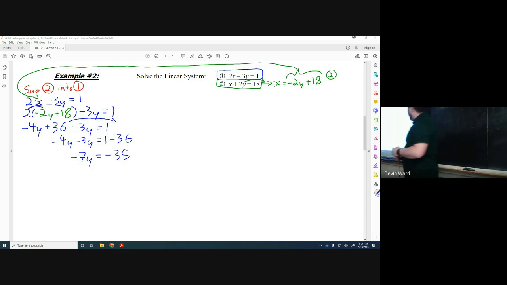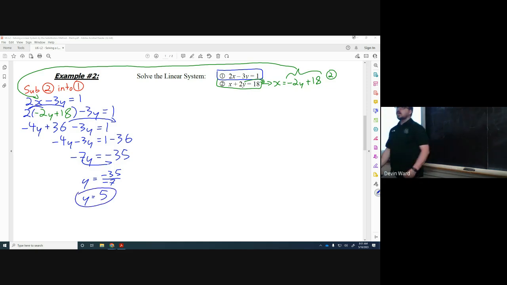Now I want to get y all by itself. How can I do that? Divide by -7. Okay, so if you like to divide by -7 on both sides, or just bring over the -7. So -35 divided by -7, which you can try on a calculator, but we should get 5. Positive 5, because you have a negative and a negative.